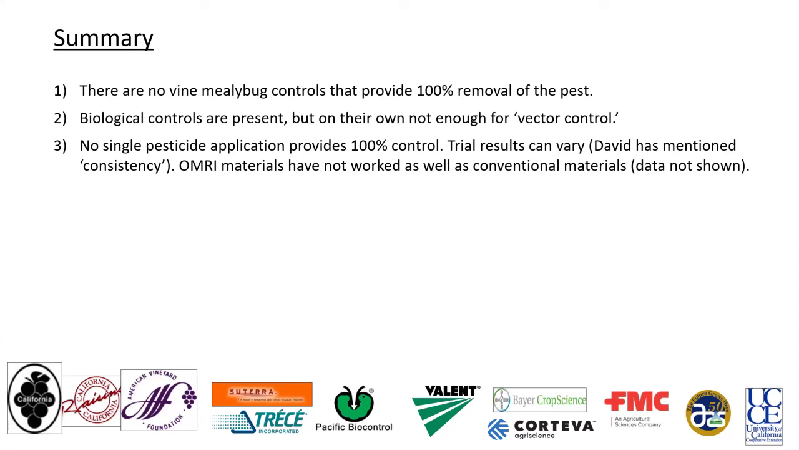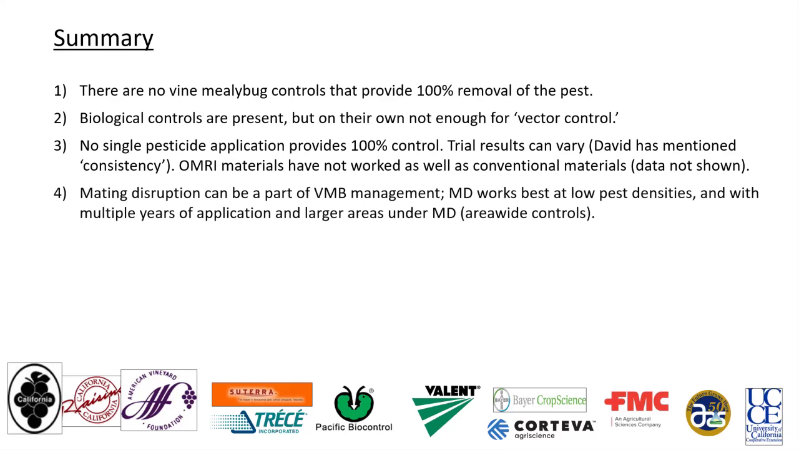I'll just summarize quickly. None of the mealybug controls are 100% effective, not the insecticides, not the mating disruption, not the natural enemies. Biocontrols are always present. There may not be enough of them for control as vectors. No single insecticide is 100% effective. Trial results can vary, and as David Haviland mentioned, consistency is important.